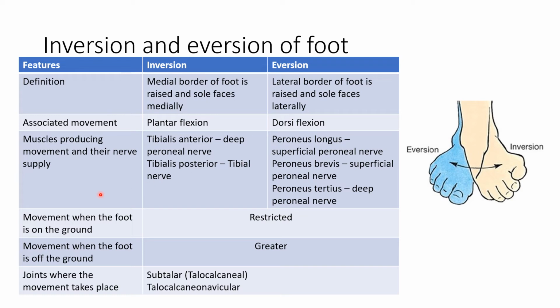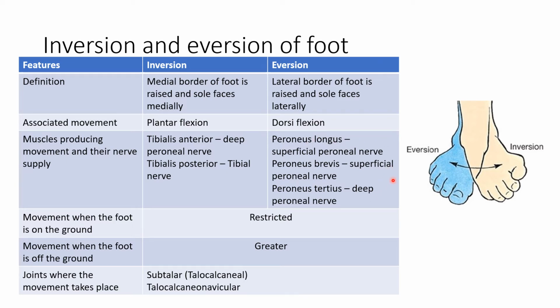Then we have learnt about the muscles producing the movements. Now we will add the nerve that is supplying them. There are the tibialis anterior and tibialis posterior for the inversion movement. Tibialis anterior is supplied by the deep peroneal nerve and tibialis posterior by the tibial nerve. Then regarding the eversion movement, the peroneal muscles.